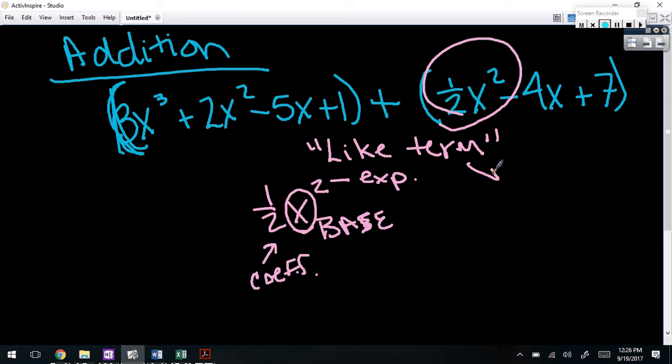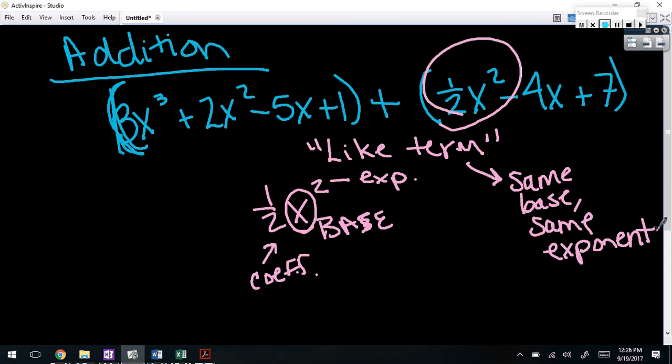All right, so look, because I want you to have this in your notes. Like terms means same base, same exponent. You can have different coefficients, it does not matter, okay? So that's what like terms mean.